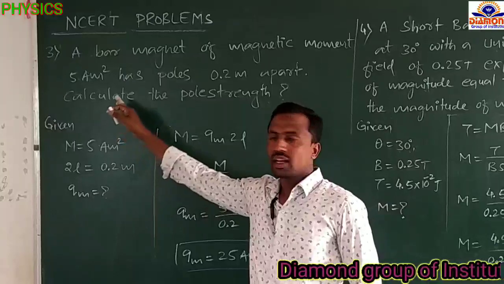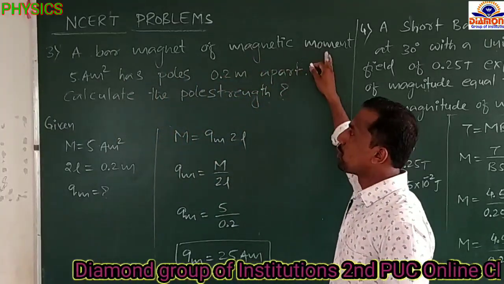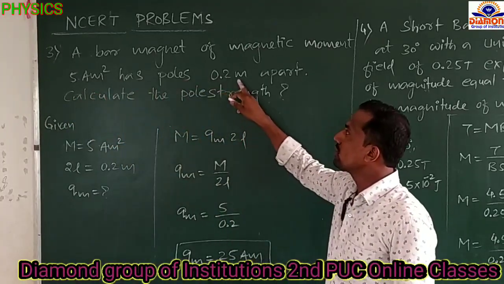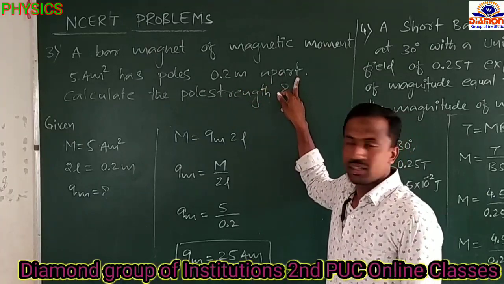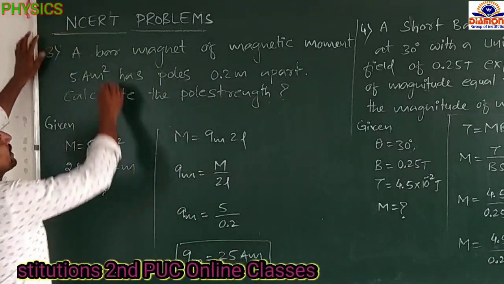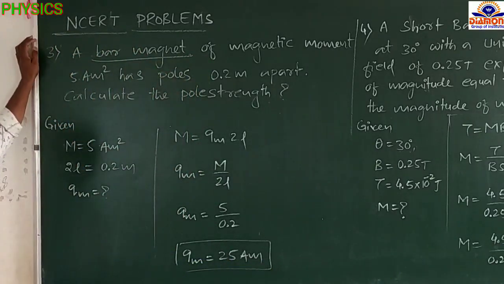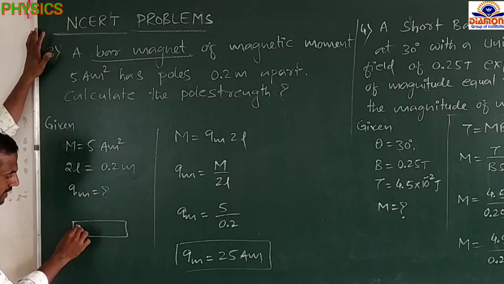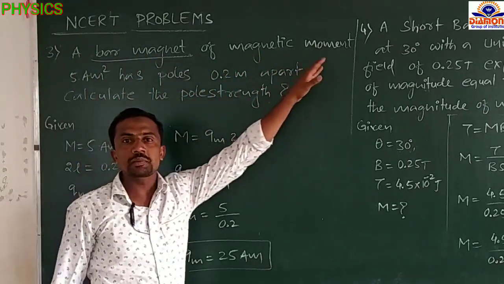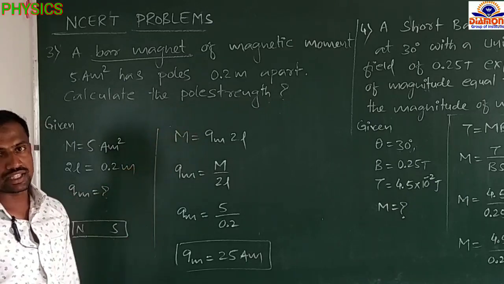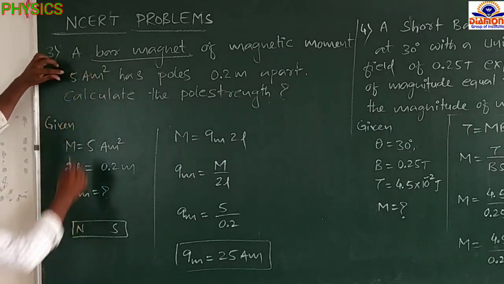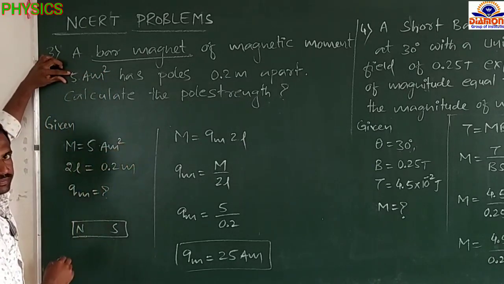The next one: a bar magnet of magnetic moment 5 ampere meter square has poles 0.2 meter apart. Calculate the pole strength. We are taking one bar magnet. Imagine this is one bar magnet. It has the north pole and south pole. Magnetic moment is denoted by M, and its value is given as 5 ampere meter square.